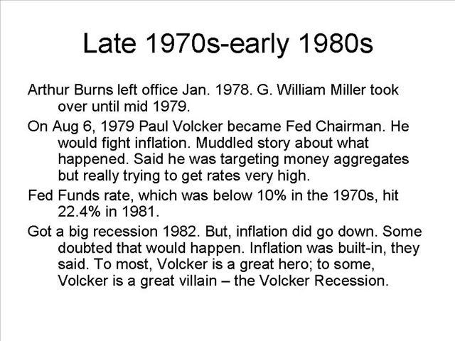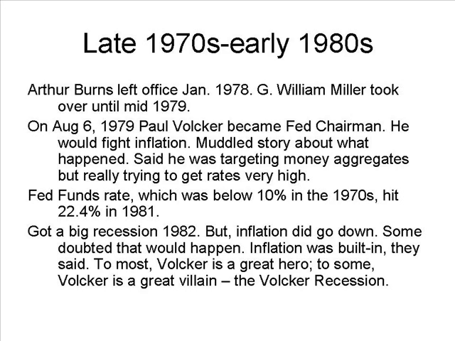It's a kind of muddled story about what he actually did and what actually happened. He was supposedly targeting monetary aggregates, but what he was really doing was just trying to get interest rates up, in particular the Fed funds rate. He knew that there was going to be a cost to choking inflation out of the economy. Now, the Fed funds rate, which was below 10% earlier, hit about 22.4% in 1981. And indeed, we got a big recession in 1982. Unemployment approached 10%, but inflation did go down.